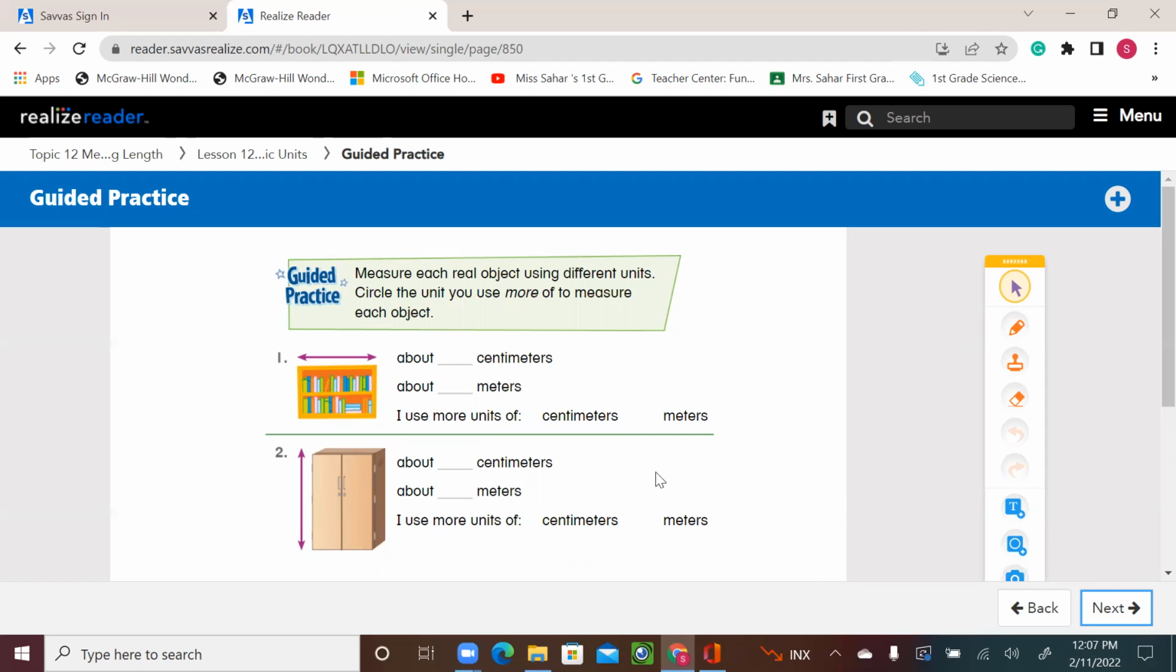All right. So this is for today, using centimeters or meters, and figuring out which measurement unit you are using more than the other. It depends, of course, on the object you measure. Okay, that's it for today. I'll leave you with the rest of the activity in your book, pages 535 and 536.